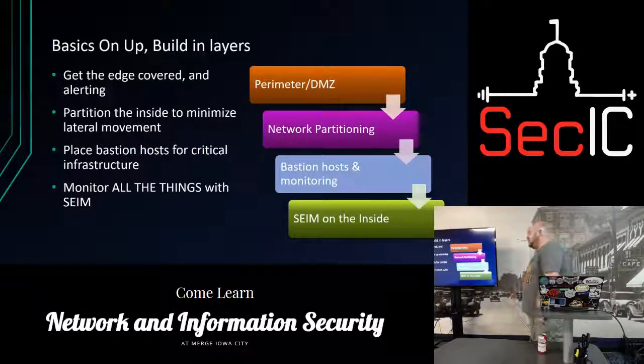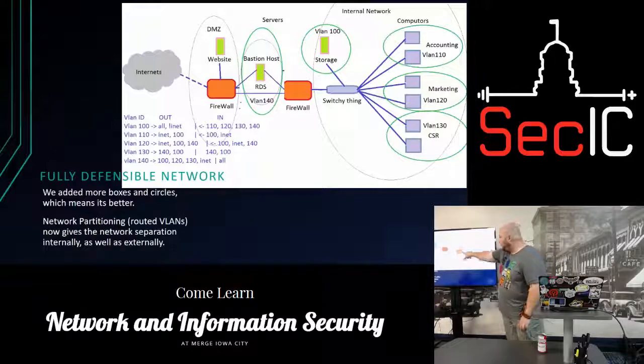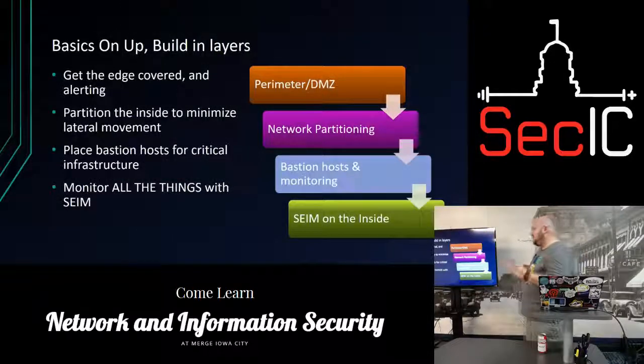And again, defense in depth. This is basics on up. Get a perimeter and a DMZ, firewall and DMZ. I am strongly of the mindset that internal firewalls are a thing and you should be using them, especially if you have ICS or IoT things or cameras. Get that stuff separated off of the network. So yeah, perimeter, DMZ, right? Get the edge covered, get alerting on the edge, and then kind of move up the stack, move down the stack. Bad design. Move down the stack, right?